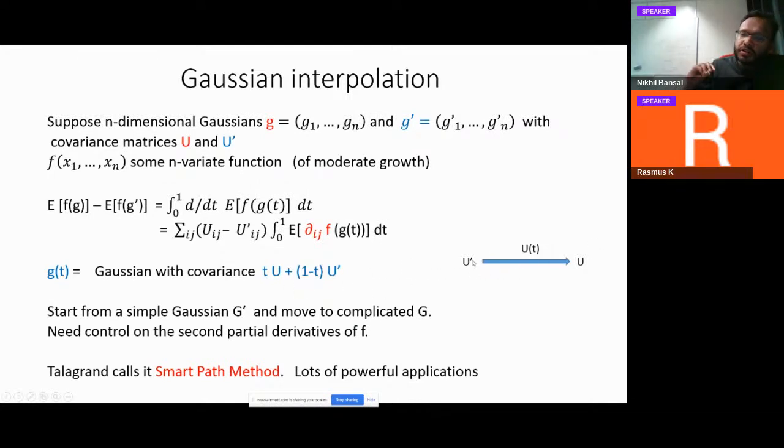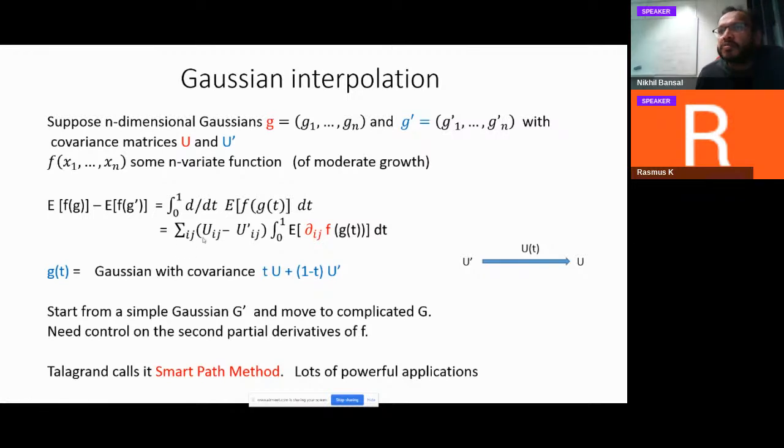You sort of imagine you start with one Gaussian coming from here, and you slowly interpolate it to this Gaussian by changing the covariance matrix, in the obvious way, by taking a convex combination. So again, this is PSD, so it's a valid covariance matrix, right? And so G_t is a Gaussian which is coming from this covariance matrix. Okay, so we'll see what this really buys us.